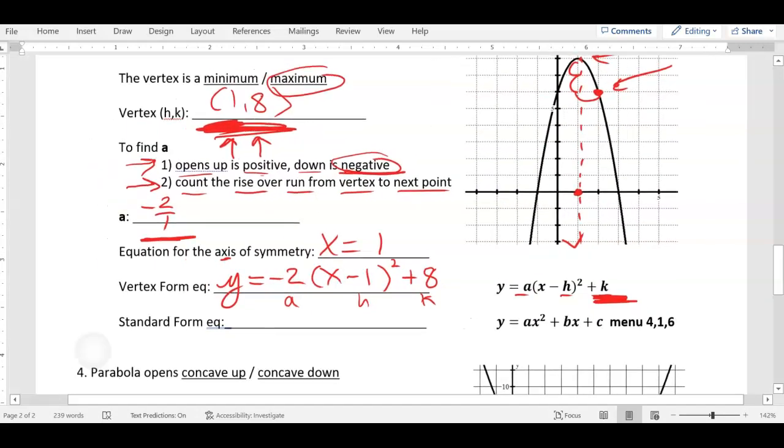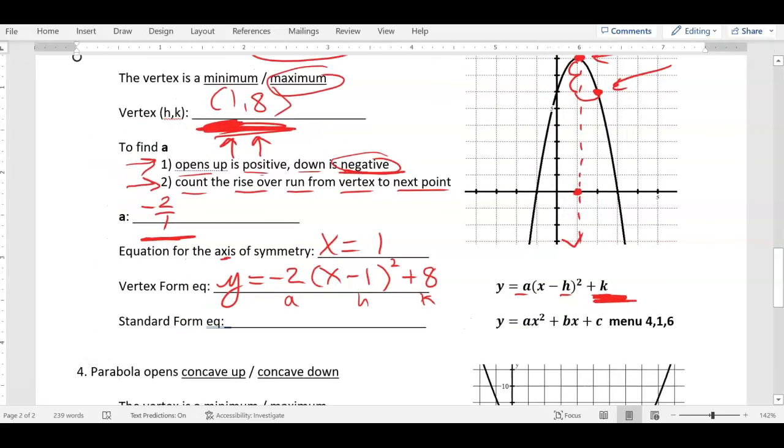Now, if they want you to put it in standard form, do y'all remember last week? Standard form is when you do menu 416, but you need 3 points to do that in your calculator. So what I want you to do, off to the side here, make a little table.